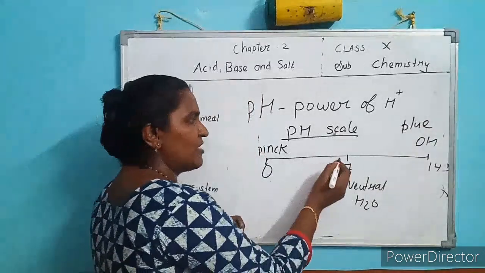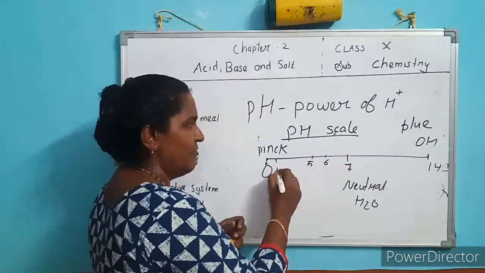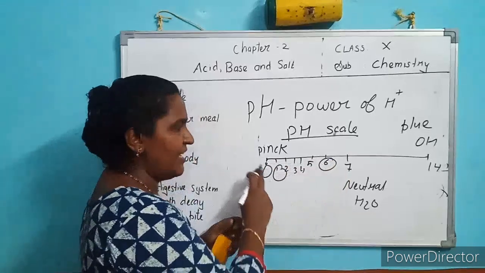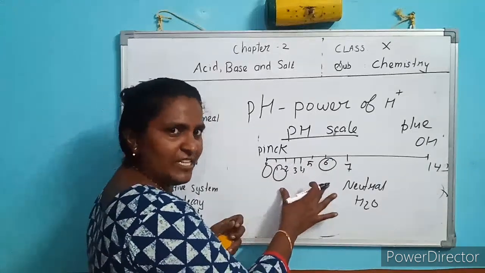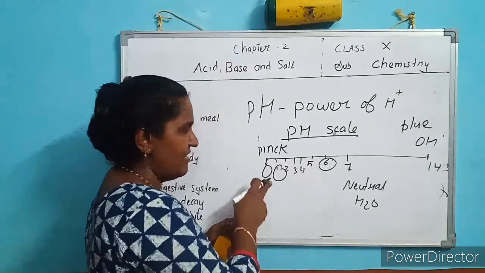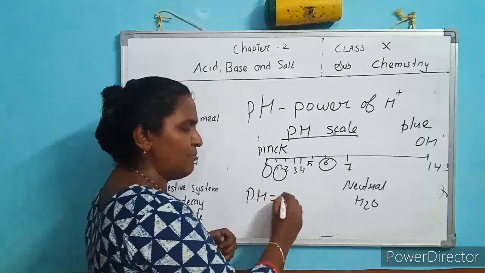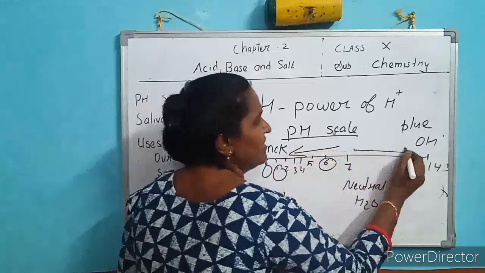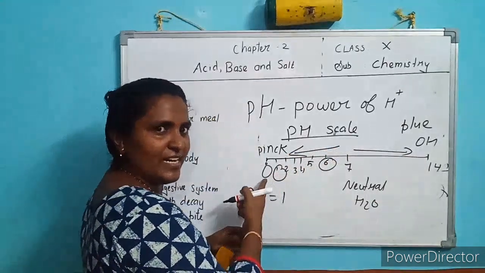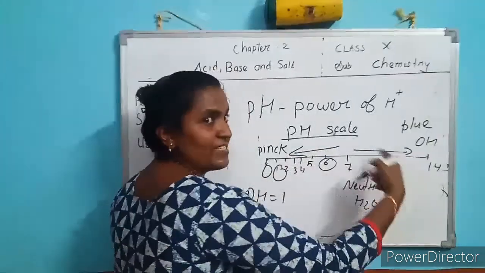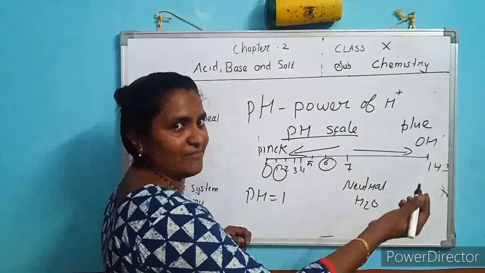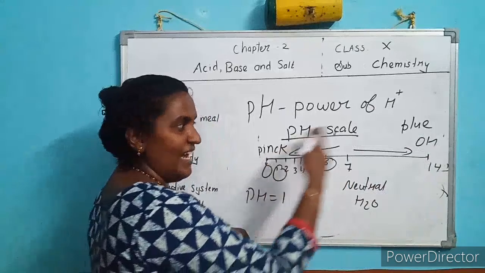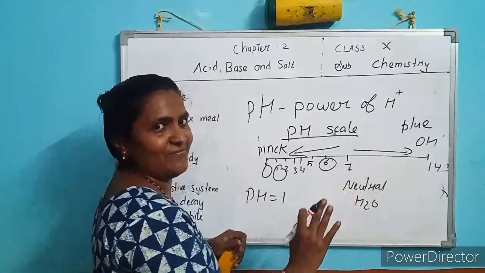Now tell me, who is more acidic? pH value 1 or pH value 6? Between these two, who is more acidic? pH value 1 is more acidic. Understand? This way you remember. 0 is the highest acidic nature. 14 is the highest basic nature, or alkali nature. Don't forget, 0 is the highest acidic, whereas 14 is the highest basic nature.